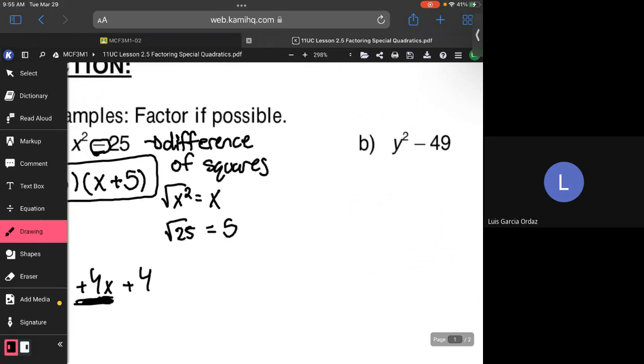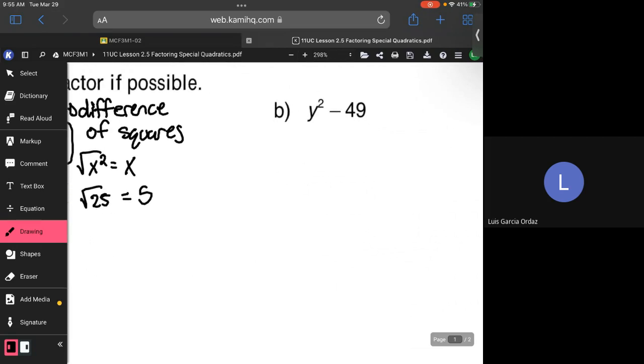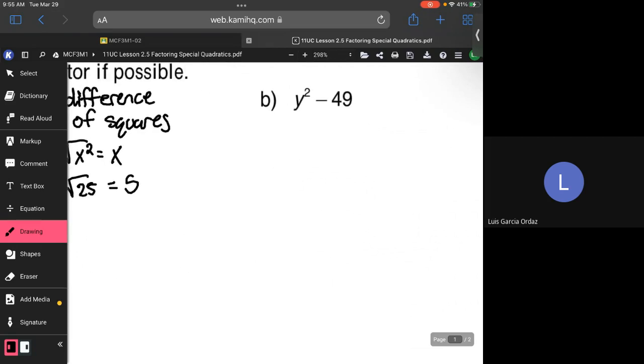So the next one you should be able to do on your own. I have y squared minus 49.